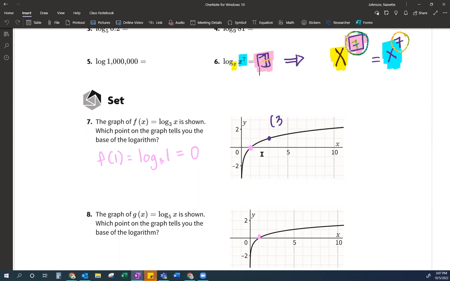Why does the point 3, 1 make sense? Let's plug it in. f of 3 equals log base 3 of 3. Oh, that makes sense. Log base 3 of 3: 3 to the what gives me 3? That's 1. Because that exponent is 1, it must mean that that 3 and that 3 match. Remember, you guys said the base and the argument match. So that point right there is our winner. That's our answer. 3, 1 is the one that tells me about my exponent.